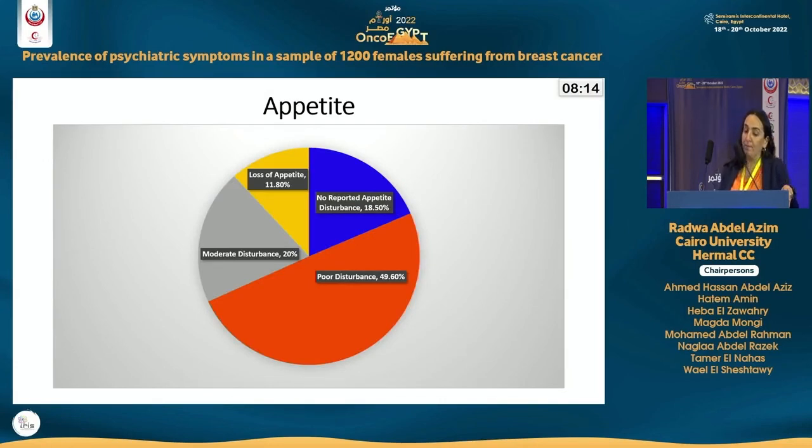Appetite. The poor disturbance, which means, mashallah, in Egypt, the appetite is not the first thing to be affected. Even with people having disturbed mood, their appetite was not that disturbed. Poor disturbed, that means it's not that remarkably disturbed. And the loss of appetite was only in 11%, despite the chemotherapy, radiotherapy, and whatever lines that they were undergoing.